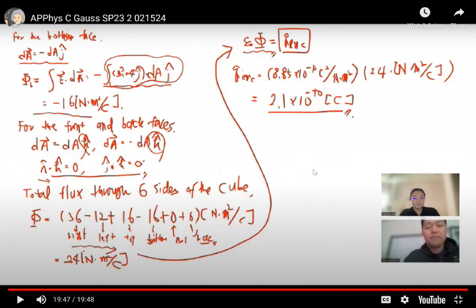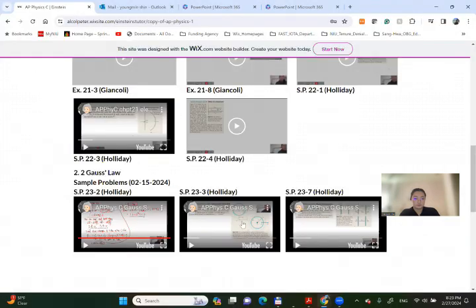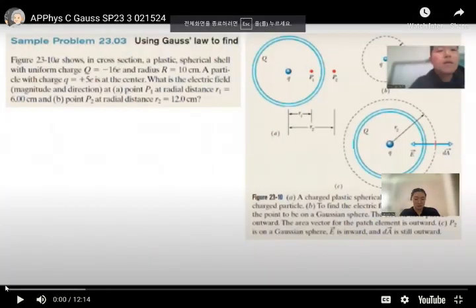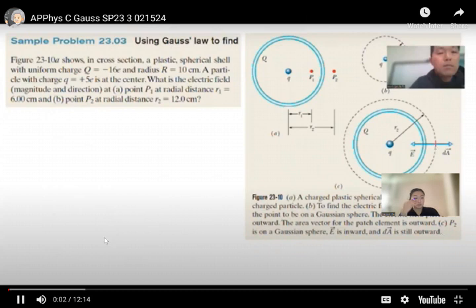Okay, then the next example is about the shell shape. Now you have to estimate the flux across the inner shell and outer shell. Take a look. Sample problem 23.3.